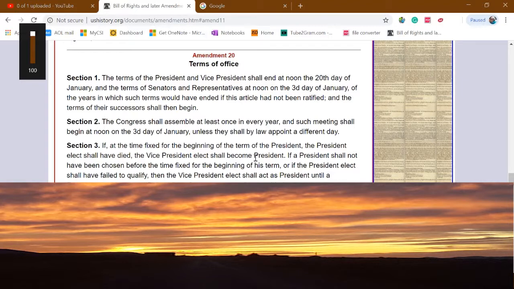The terms of the President and the Vice President shall end at noon on the 20th day of January, and the terms of Senators and Representatives at noon on the 3rd day of January of the years in which such terms would have ended if this article had not been ratified. And the terms of their successors shall then begin. Section 2. The Congress shall assemble at least once a year, and such meetings shall begin at noon on the 3rd day of January, unless they shall by law appoint a different day.